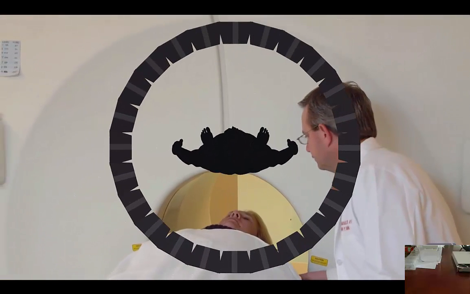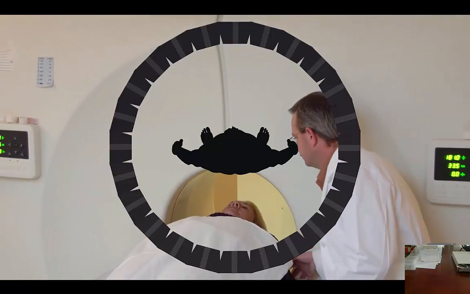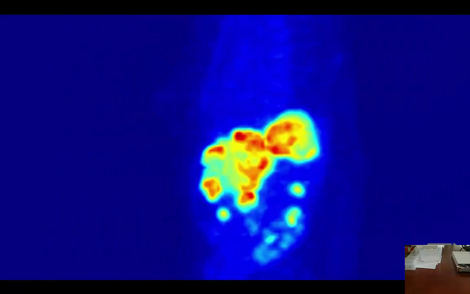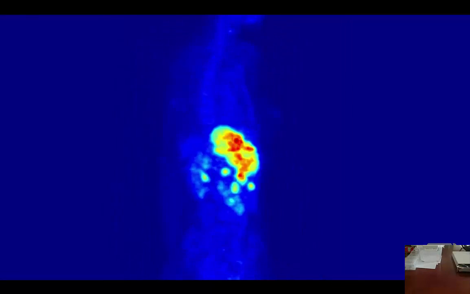The detectors in the PET scanner measure these photons and use this information to create an image of the distribution of FDG in the body.